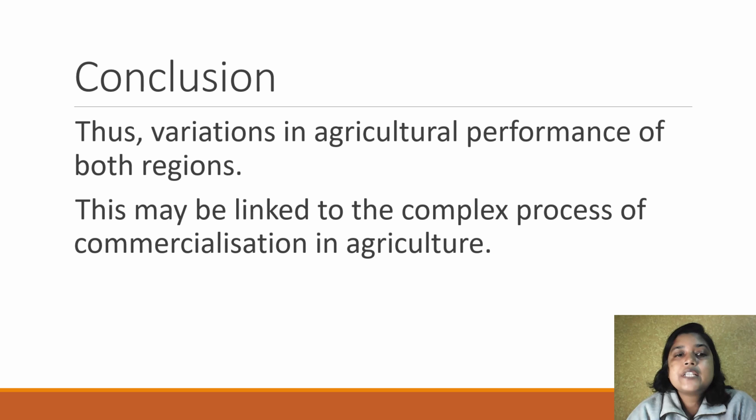So finally, we could say that variations in agricultural performance of both regions could be seen, and this may be linked to the complex process of commercialization in agriculture. So we have seen the pre-British scenario, the manner in which cash crops were traded and what happened after the British came to India, and then we have seen a comparison of the cases of Eastern and Western UP as outlined by Amit Bhaduri, and we have seen the differences between them since the 1830s. Then we have seen the post independence period after the zamindari abolition act.